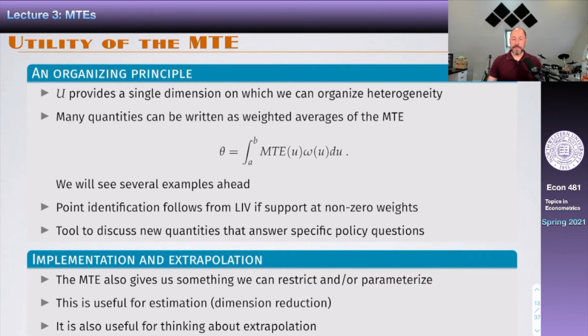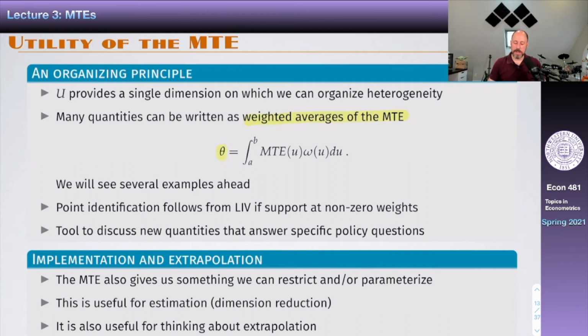Utility of the marginal treatment effect. U here provides a single dimension in which we can organize heterogeneity. This is exactly what we were discussing a second ago in response to your question. You can have more unobservables, but there's an index here, U, that groups how we model heterogeneity in this case. And it turns out this gives us the benefit that many quantities that we care about can be written as a function of the marginal treatment effect. In particular, as I wrote here, as a weighted average of marginal treatment effects.